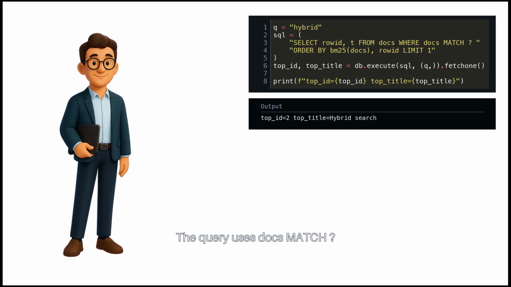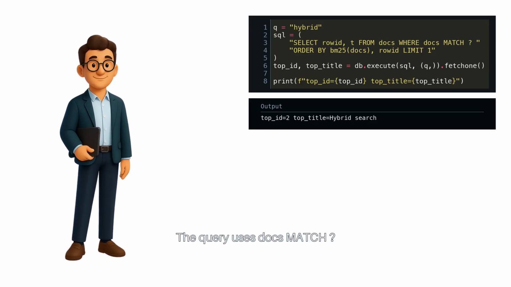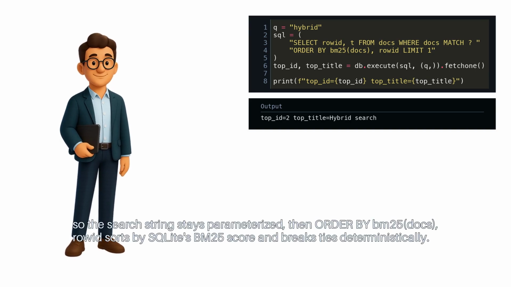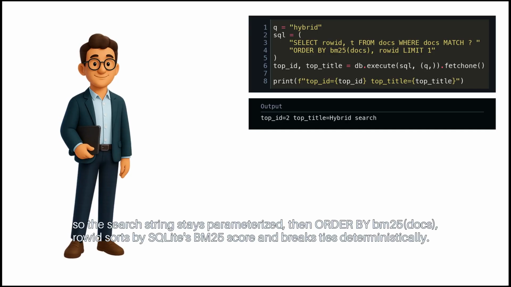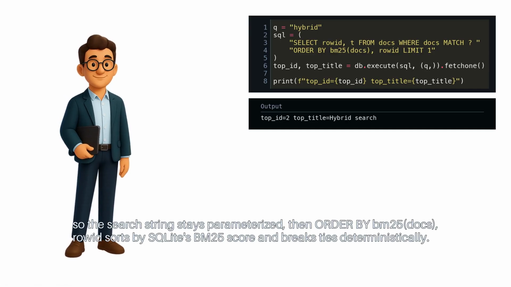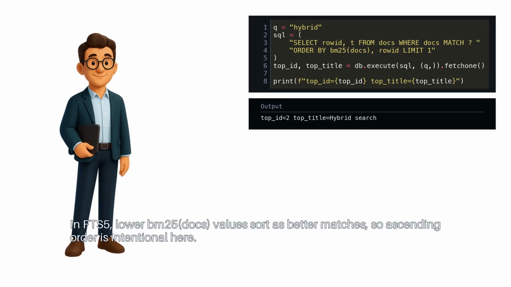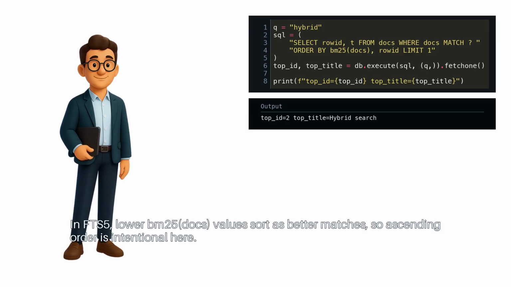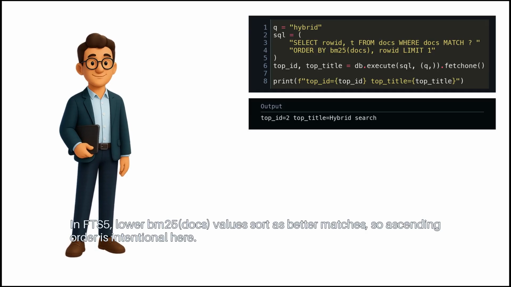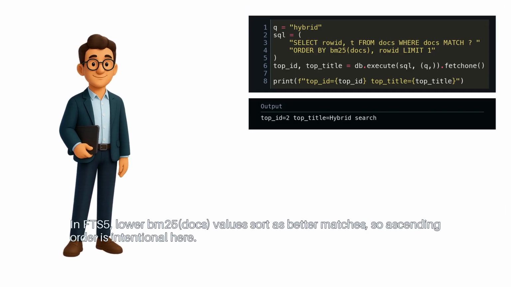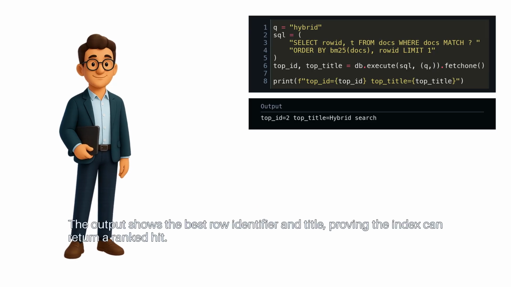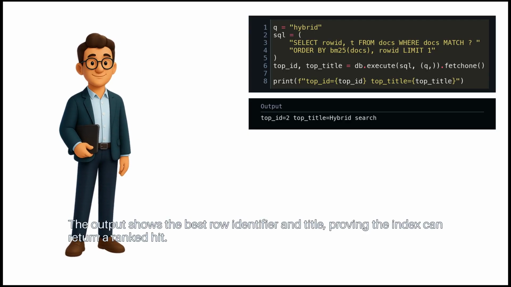The query uses docs MATCH ?, so the search string stays parameterized, then ORDER BY bm25(docs), rowid sorts by SQLite's BM25 score and breaks ties deterministically. In FTS5, lower bm25(docs) values sort as better matches, so ascending order is intentional here. The output shows the best row identifier and title, proving the index can return a ranked hit.